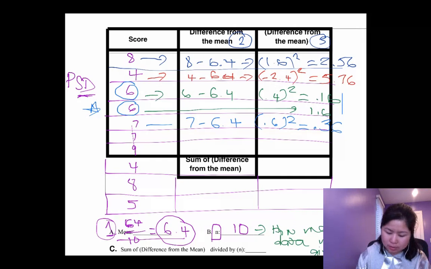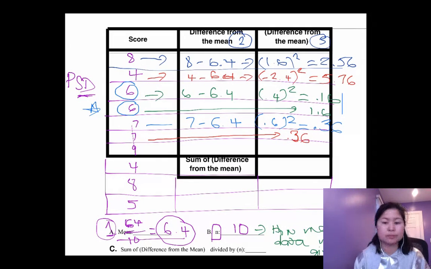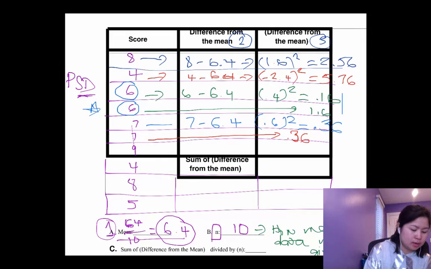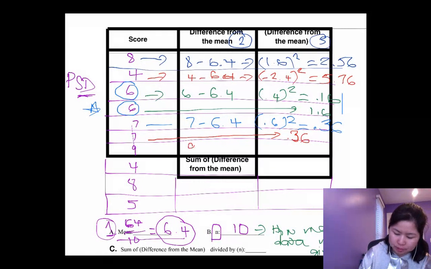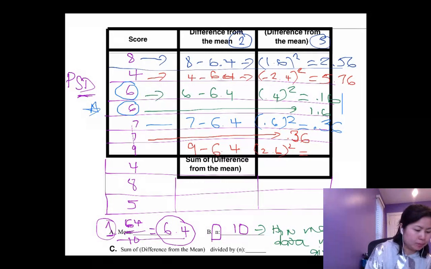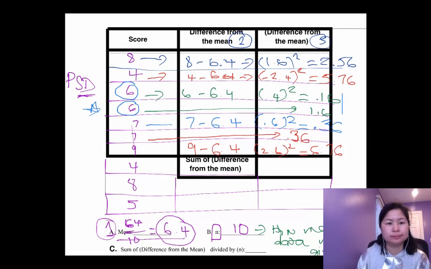So the same thing right here. You see how I have 7 again? I can go ahead and skip a bunch of steps, because I know it's going to be 0.36. Okay. Then I will do 9. I know this is long, but we can do it. 9 minus 6.4 gave me 2.6 squared. That gave me 6.76. Okay.